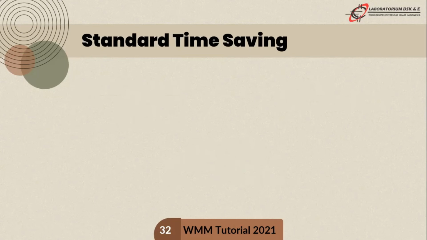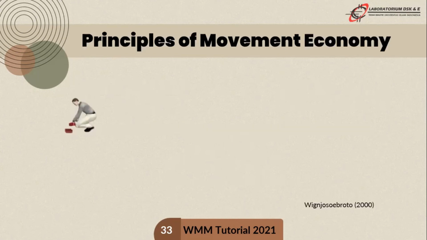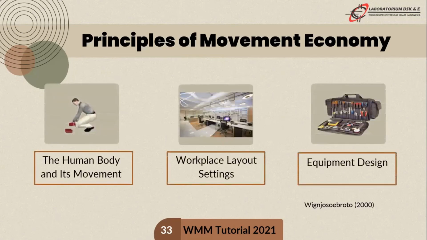Okay, and how about the formula for standard time saving? Time saving equals the default layout standard time minus the proposed layout standard time, divided by the default layout standard time, and we multiply it by 100%, and we get the time saving. Okay, finally, we arrive at the principles of movement economy. There are 3 areas: the human body and its movement, workplace layout settings, and equipment design.